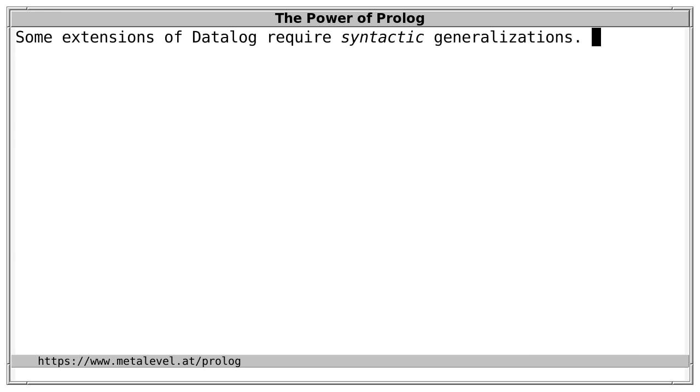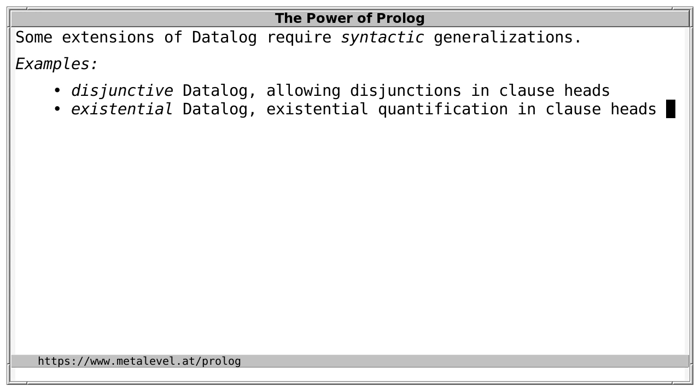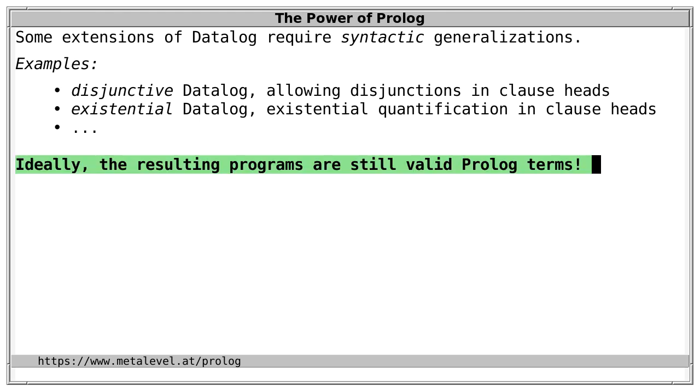And some extensions of Datalog can't be expressed as built-in predicates, but require syntactic generalizations. For instance, disjunctive Datalog, where we allow disjunctions in clause heads, or existential Datalog, where we allow existential quantification in clause heads. So we drop the safety condition we mentioned earlier, and so on. But at least ideally, the resulting programs are still valid Prolog terms. Maybe not valid Prolog programs, but valid terms. Because this means that we can easily read and analyze them and also interpret them with Prolog.